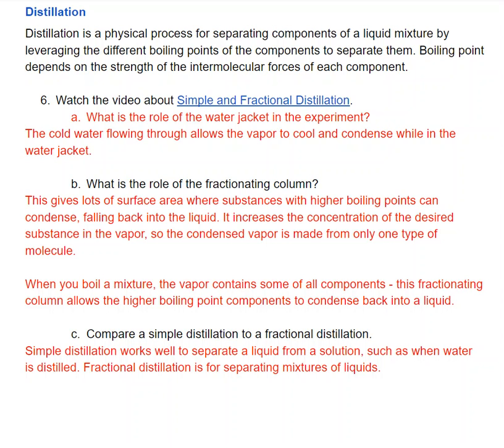A fractionating column basically has a bunch of surfaces where substances with higher boiling points can condense and return back into the liquid. So it increases the concentration of the desired substance in the vapor. So the condensed vapor is made only from one type of molecule. When you boil a mixture, that vapor is going to have some of all of the components. The fractionating column helps us to remove some of those components so that what we get is more pure.